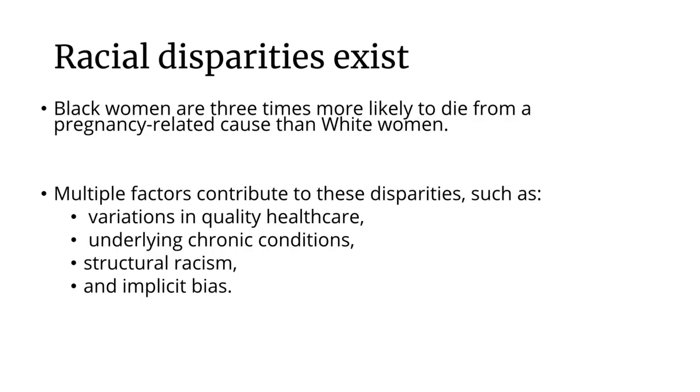There are racial disparities. Black African American women are 3 times more likely to die than white women. And there are multiple factors that contribute to this disparity, such as variation in the quality of healthcare, also chronic conditions that certain ethnicities have a high risk for, but also implicit bias and structural racism.